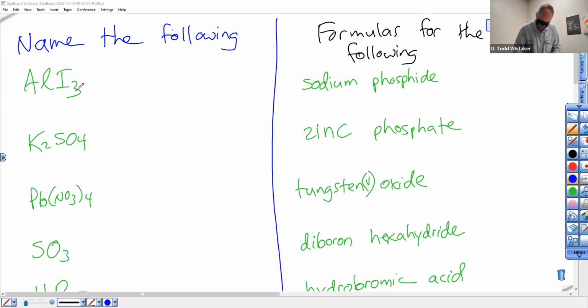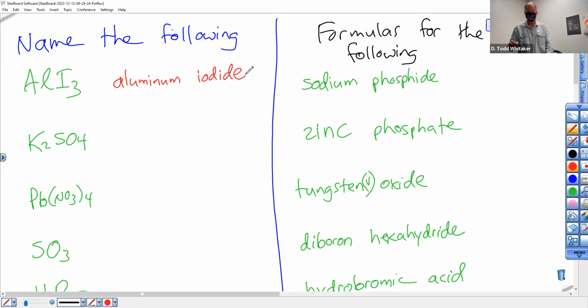You just need to know the name of the cation is the name of the element that's first. And the name of the anion ends with IDE.